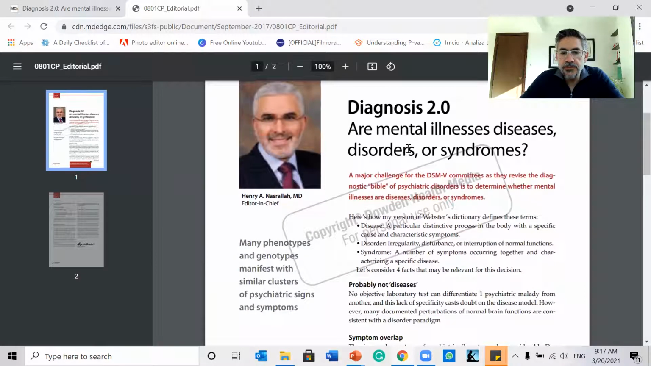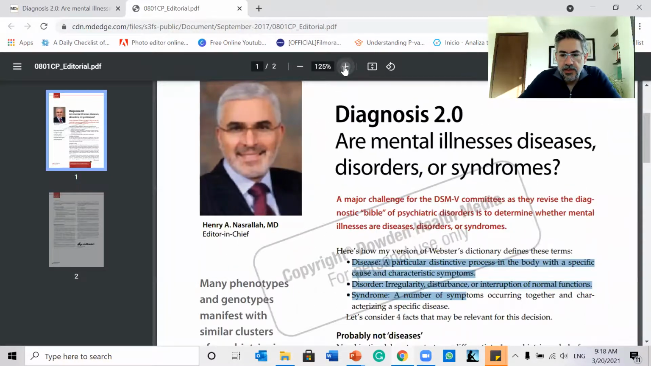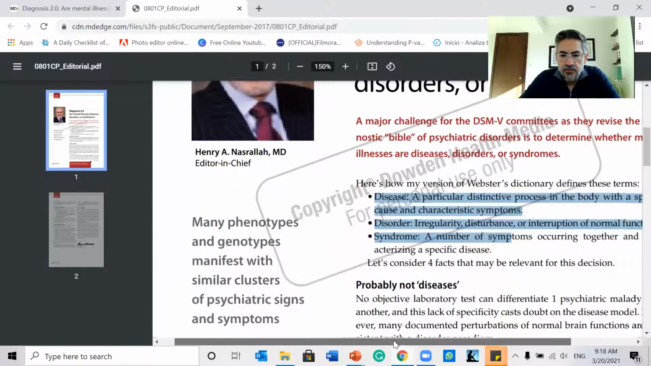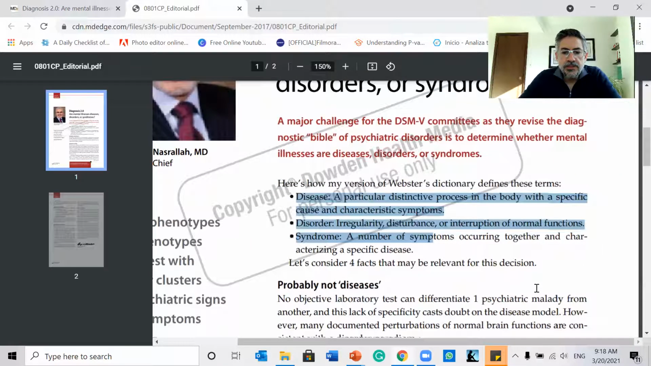And it's an article where this doctor, Henry Nasrallah, I don't know how to pronounce his last name, is talking about the difference between disease, disorders, and syndrome, and how the DSM-5 understands this, and in general, the mental health community understands this, and why it's important to know this. I'm just gonna focus here on the definitions of the three different things, okay? I'm gonna try to make this bigger for you. You will see. What is a disease?